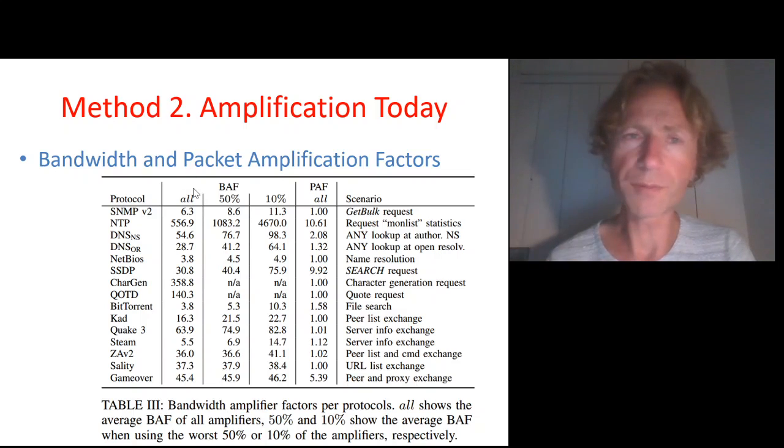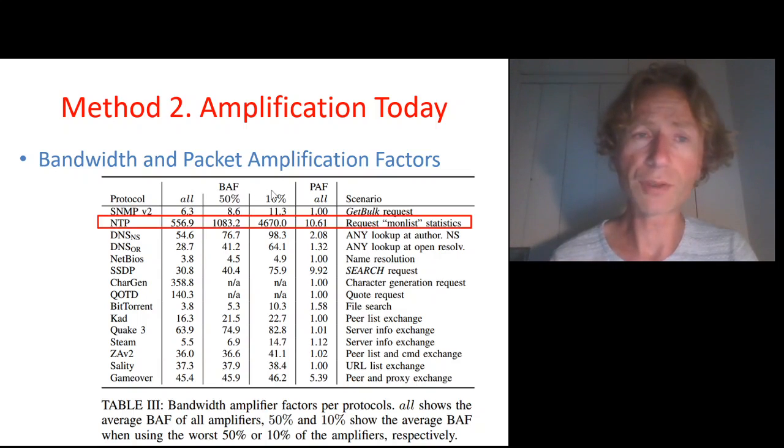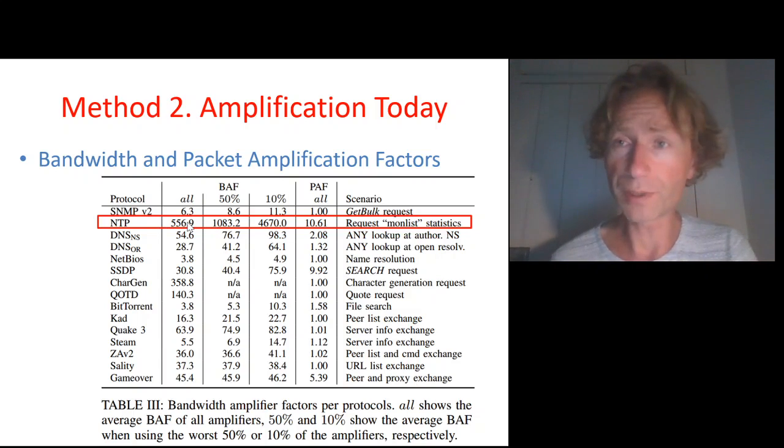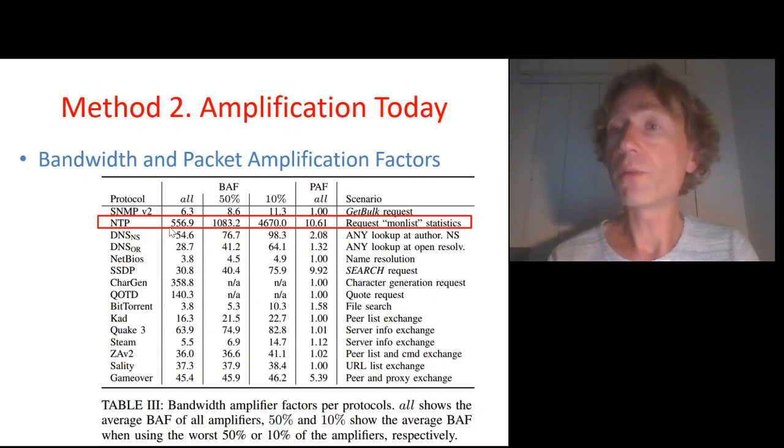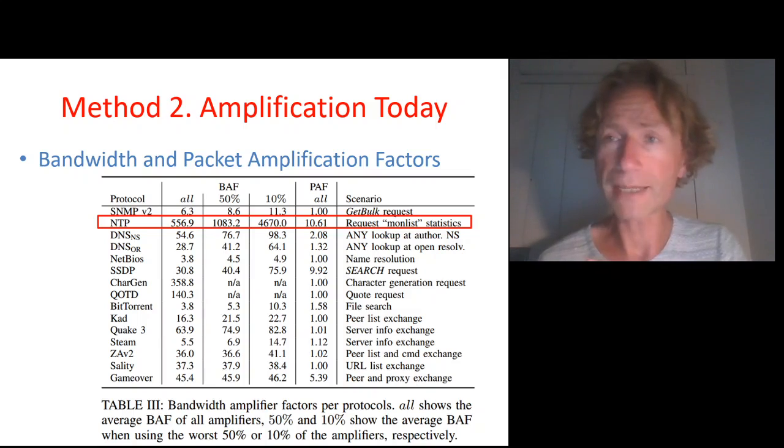All of the servers that we find, the top 50% of the servers and the top 10% of the servers. So for instance, the network time protocol has a byte amplification factor, across all the NTP servers that they found at the time on the internet, of 556, which meant that for every byte that you would send to the NTP server, you would receive 556 bytes back.